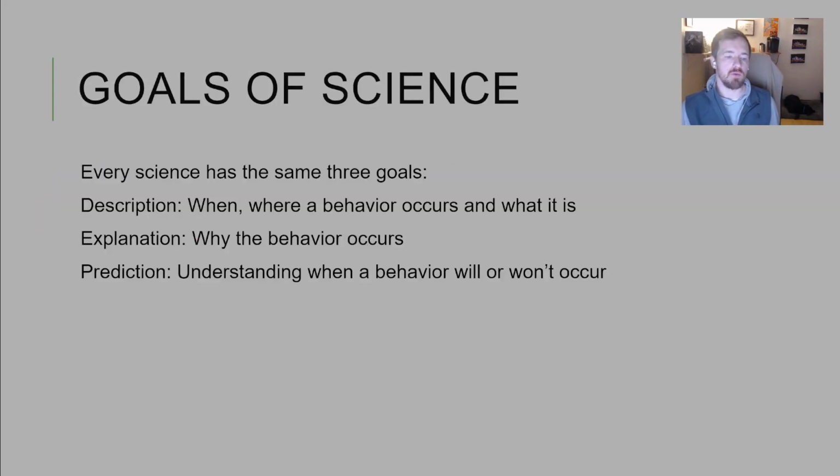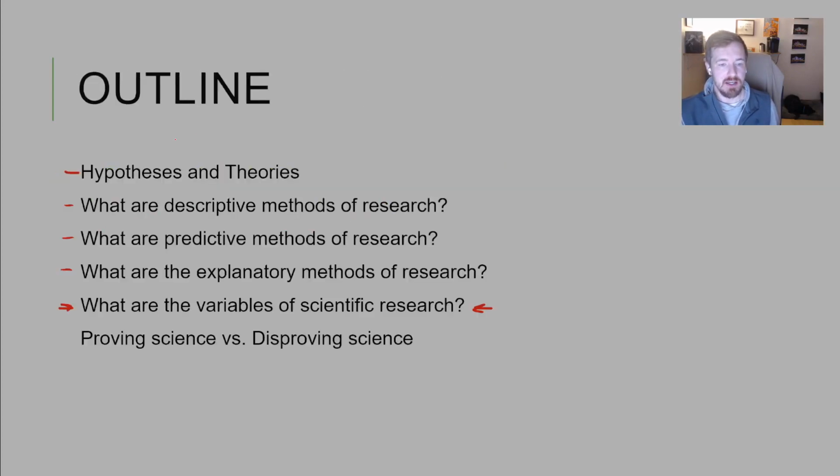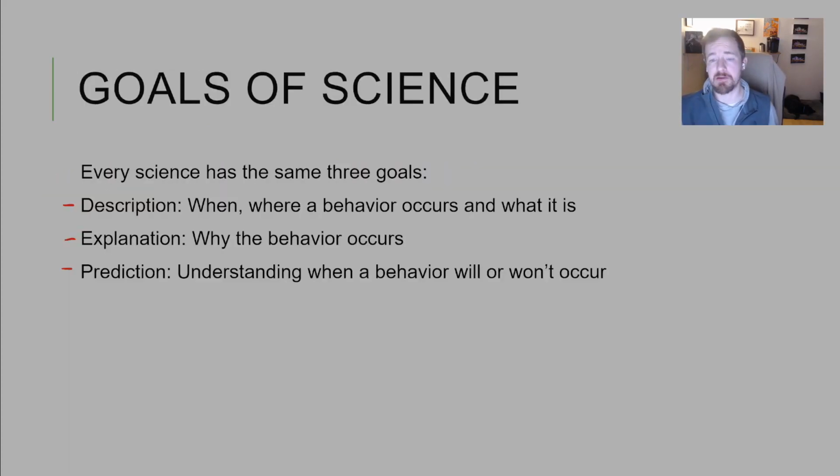Alright, so where we left off last class, we were talking about the different goals of science. We were talking about 3 separate goals: describing behavior, explaining behavior, and predicting behavior. And if you back up, you can even see that we have methods for each of these different kinds of goals in psychology. So we'll be talking about what each of these are.